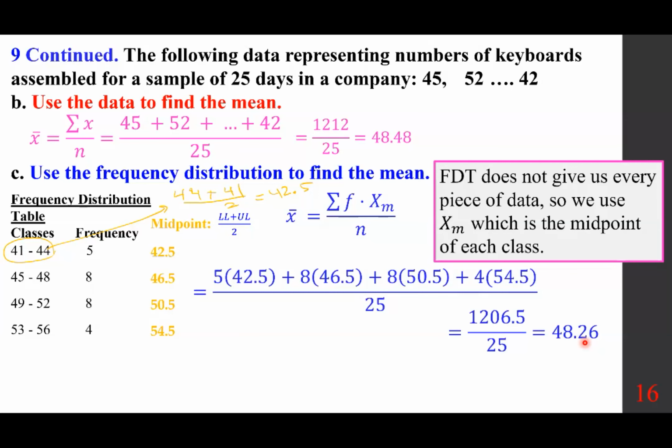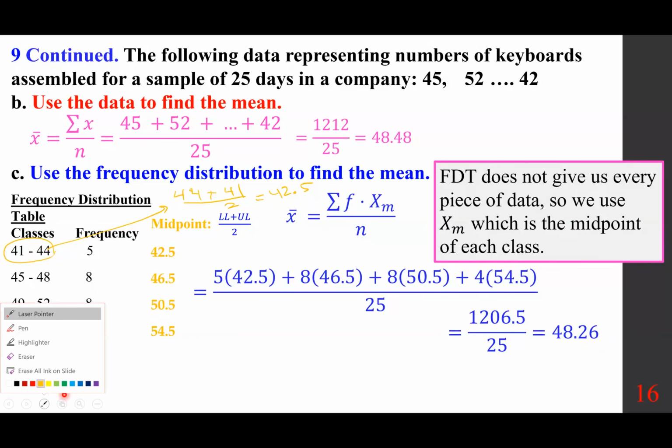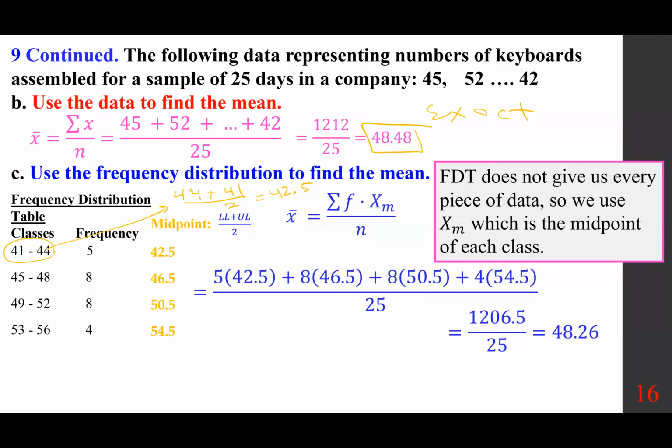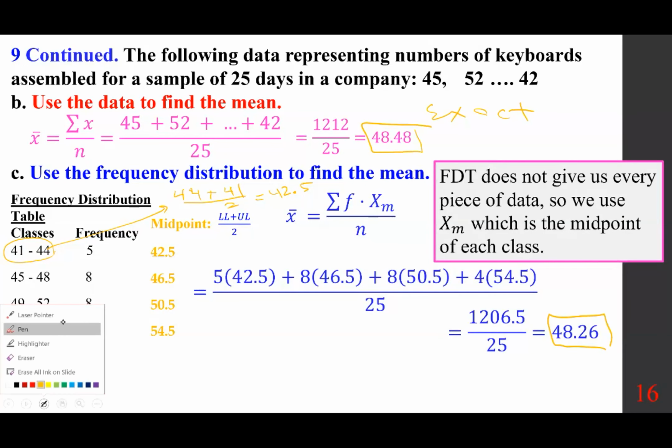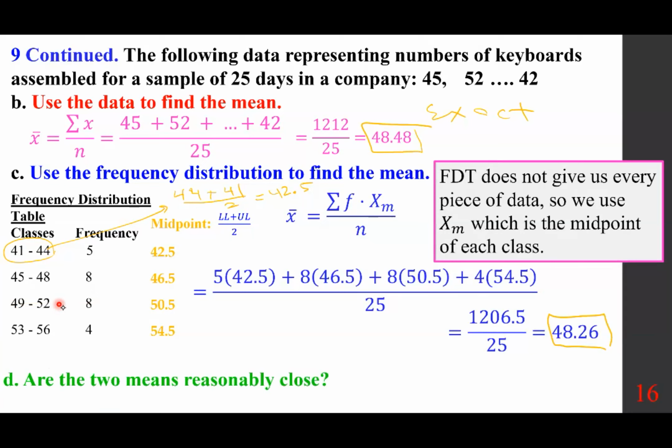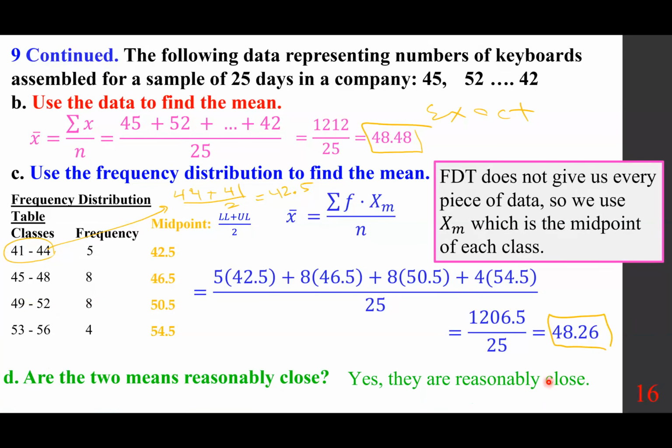So I want you to pay attention to the exact answer and what we just got. That's a pretty good estimate. Are the two means reasonably close? Yes, they are reasonably close. Again, this, we have all the data. This we don't, but this works out pretty good.